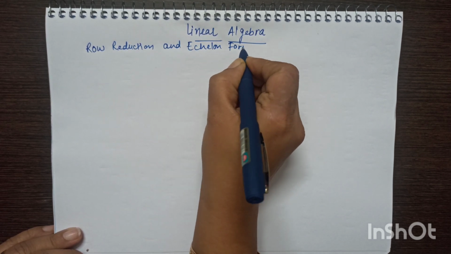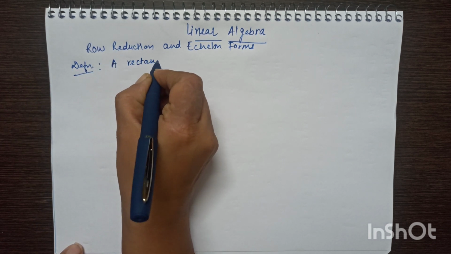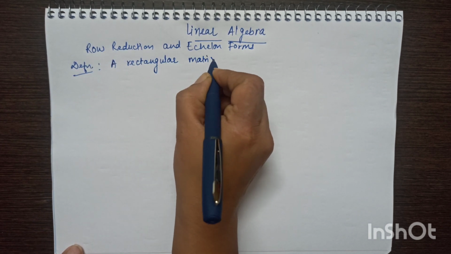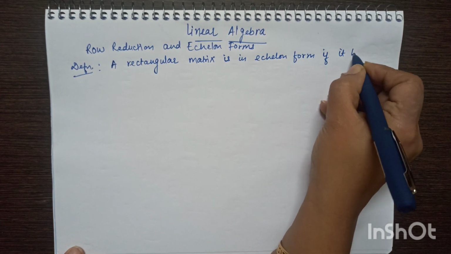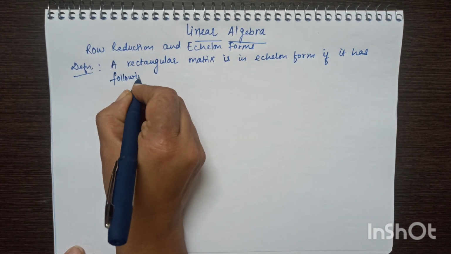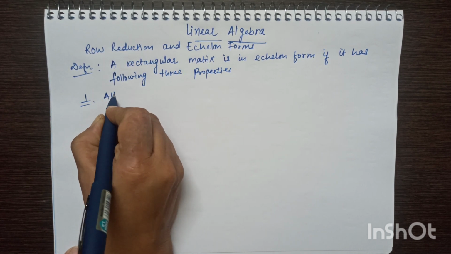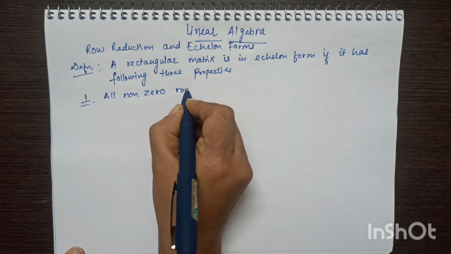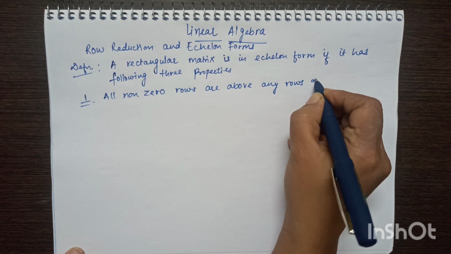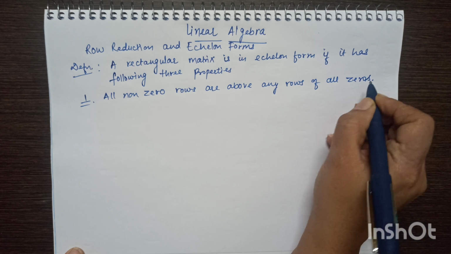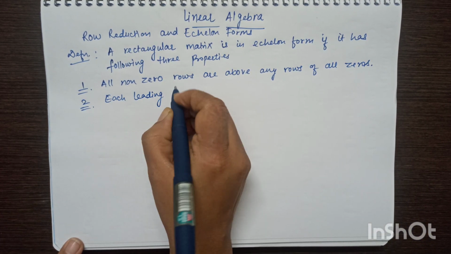The definition: a rectangular matrix is in Echelon form if it has the following three properties. First of all, non-zero rows are above any rows of all zeros. Any rows of all zeros means if there is any zero row, it would be at the last. All the non-zero rows will be above it.